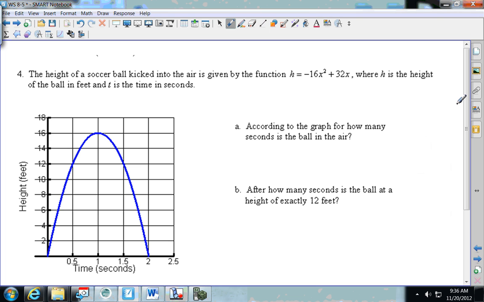So on these again, it says according to the graph, how many seconds was the ball in the air? And it was 2 seconds because it starts here at 0 and the ball comes down, it lands at 2. After how many seconds was the ball exactly 12 feet? You go right here to these 2 spots. We have 0.5 and 1.5.